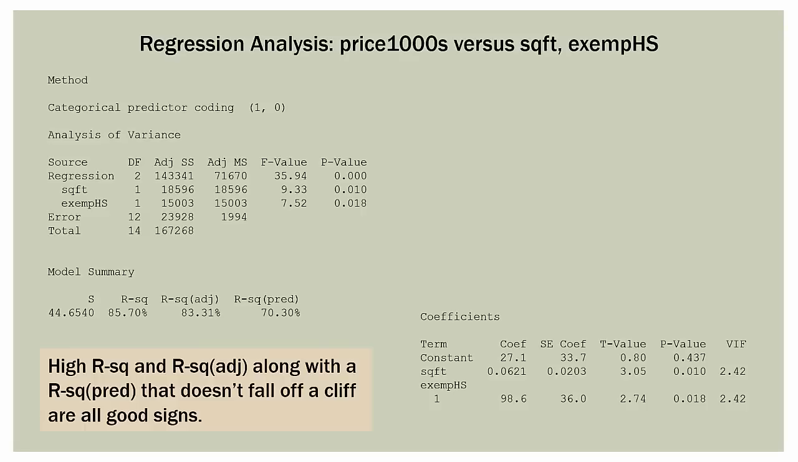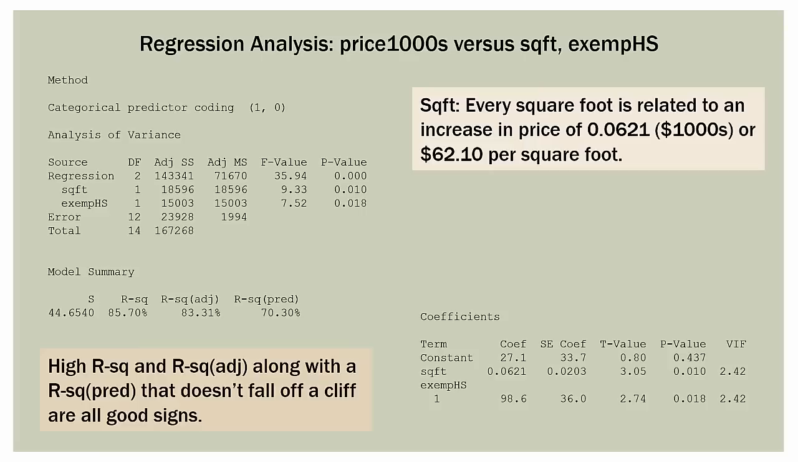For square foot, it's 0.0621. Now remember, that's in thousands of dollars. Now for exempt high school, it's 98.6, and we'll talk about that here in a second. So first, let's talk about square foot and its coefficient. So every square foot is related to an increase in price in the home of $0.0621,000, or when you multiply that out, $62.10 per square foot.